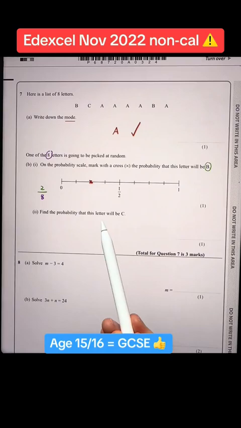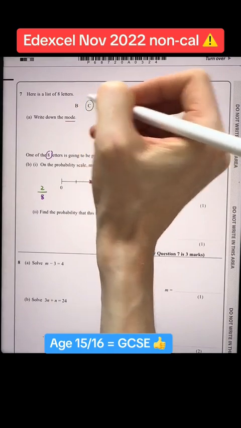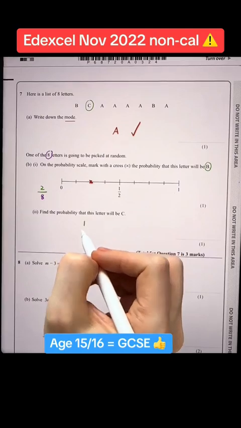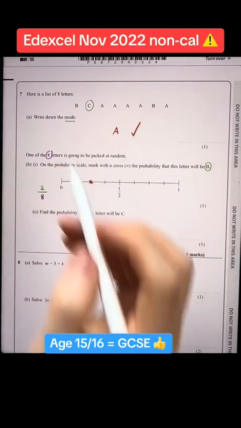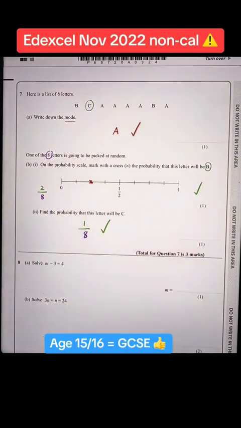Find the probability that this letter will be a C. Well, the way probability works is the number of successes on the top. So how many letters have letter C on it? In this case, just 1. So there's 1 success out of, in this case, we know there's 8 letters. So the probability of getting letter C will be 1 over 8.